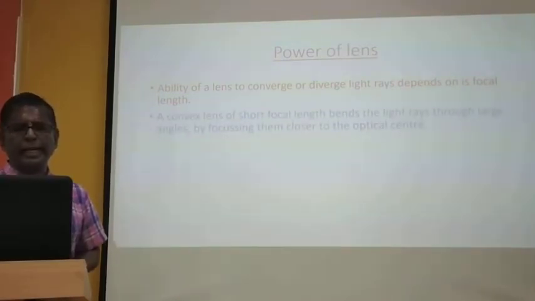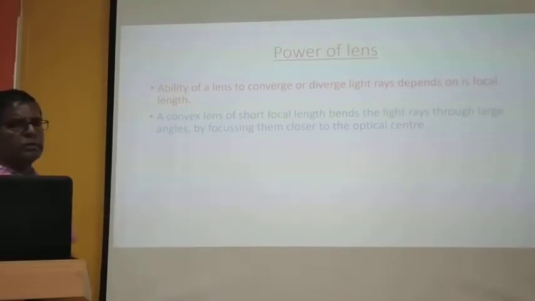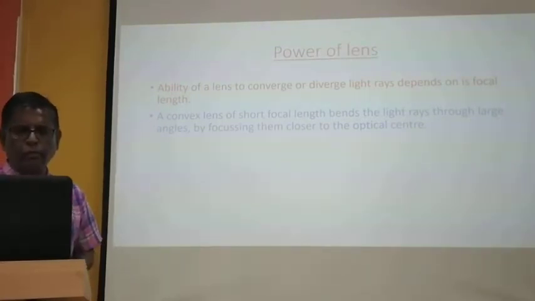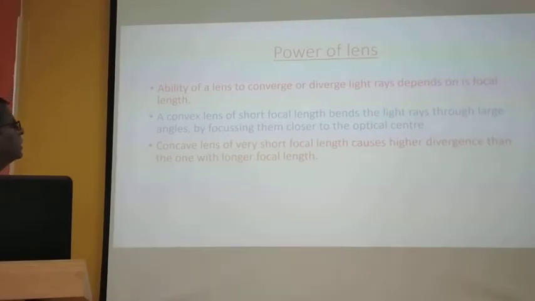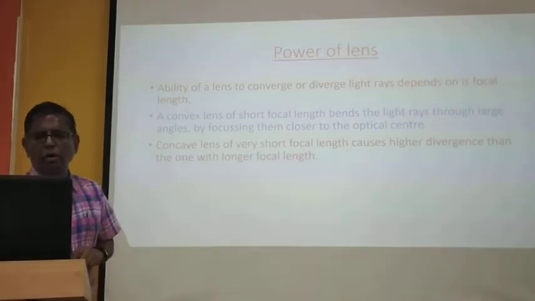So how much the light bends depends upon the focal length. The more the bending of the light, the more the power of the lens. So we use a formula for defining the power of a lens.